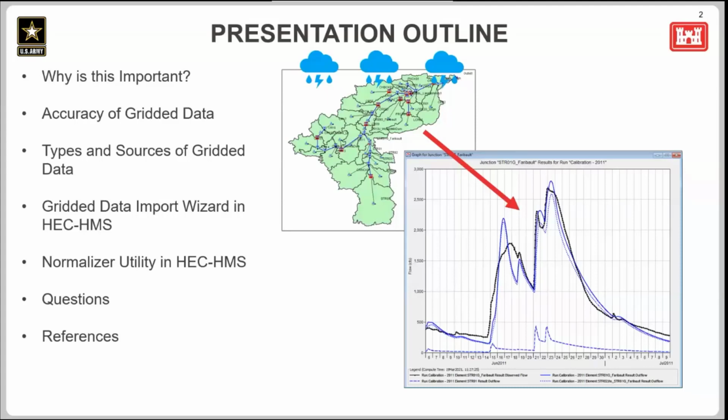So this presentation will focus on the new gridded data import wizard, which can be used to import a variety of different gridded data sets into HEC HMS, as well as the normalizer utility, which can be used to modify or correct a gridded data set based on other known gridded data. And these tools really increase the functionality of working with gridded data and result in some significant time savings and really streamline the process of getting gridded data into your model.